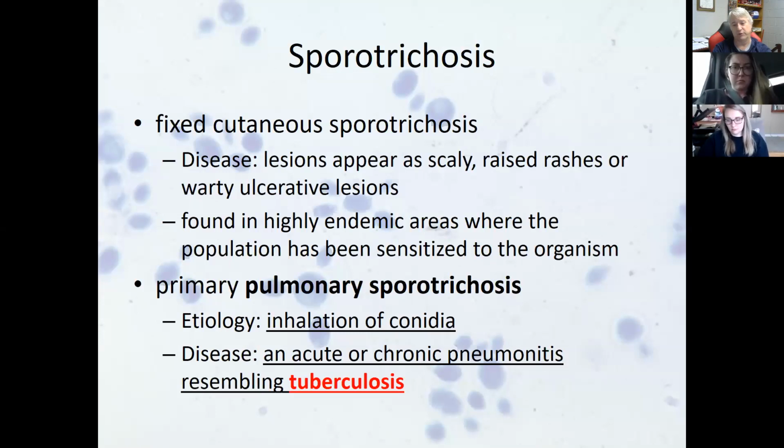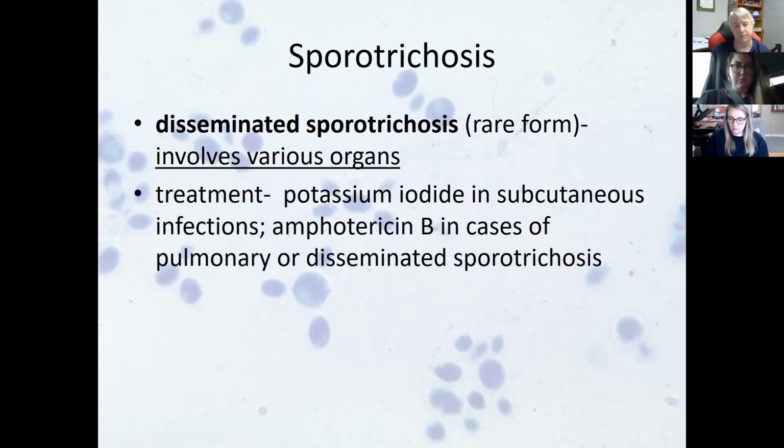Primary pulmonary sporotrichosis. So we've moved from cutaneous to pulmonary, where we inhale the conidia. The disease here is acute or chronic pneumonitis resembling tuberculosis. That disseminates. Sporotrichosis, a rare form, involves various organs. So we can go from cutaneous, pulmonary, into disseminating to other organs. The treatment: potassium iodide if it's subcutaneous, amphotericin B if it's pulmonary or disseminated. So we do have treatment for sporotrichosis.